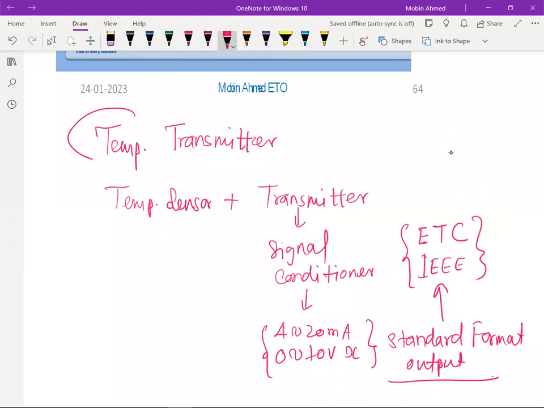So whenever we talk about the temperature transmitter, there are two things. It may be housed in a single module, or there can be a separate module. It can be in either way.